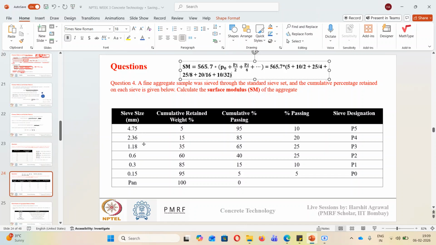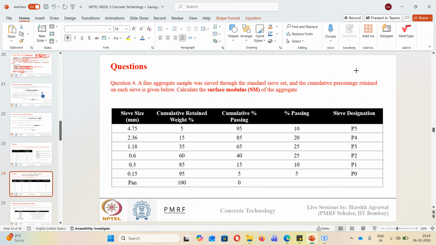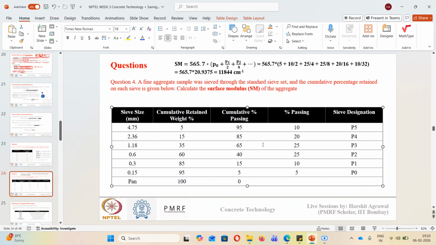So when you do this calculation, it will come out to be 565.7 times 20.9375, which will be equal to 11844. Specific surface area will be this per centimeter. Because it is area upon volume, it will be 11844 centimeter inverse. So this is how we do the calculation, and for all these things sieve analysis is important.